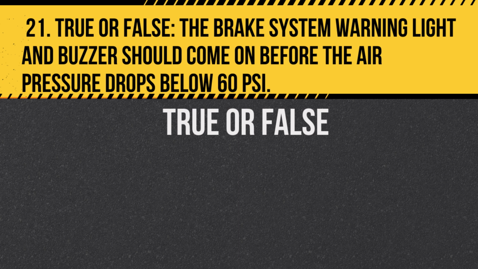Question 21. True or false? The brake system warning light and buzzer should come on before the air pressure drops below 60 psi. Answer: true. This is a safety feature to alert the driver of low air pressure.